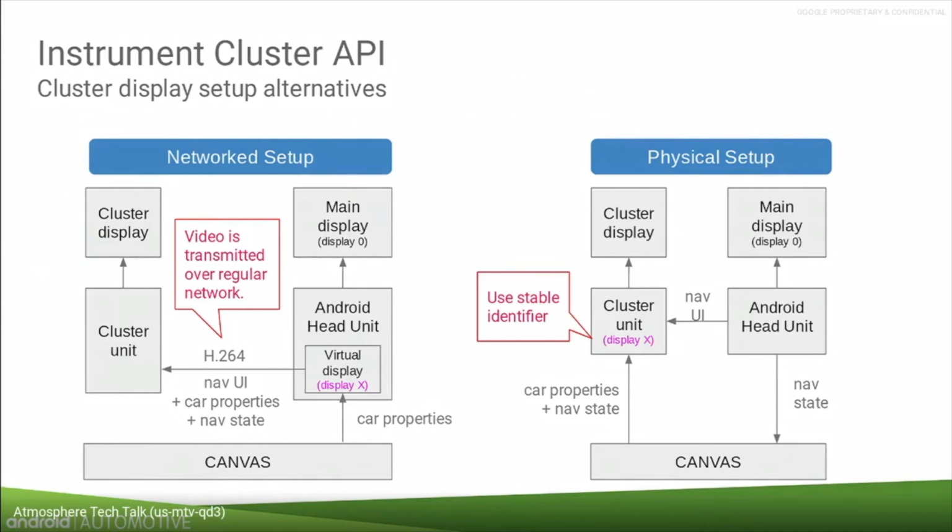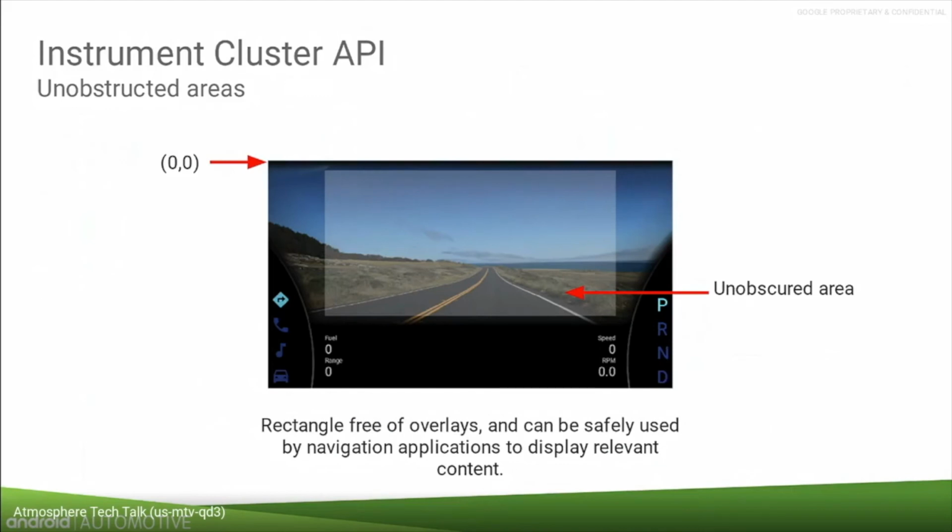And the rest of the information, like gear and speed and all the other information, is just rendered by that unit itself. In that second case, you can use the stable identifiers that Andre presented before to uniquely identify that display. You will also have to set up the rectangle that is going to be considered unobscured. This is the area where maps, or the activity that is going to be displayed there, is known to be able to display its own content. The content is going to bleed onto the insets outside of that area, but this way the activity is going to know where to render important information.